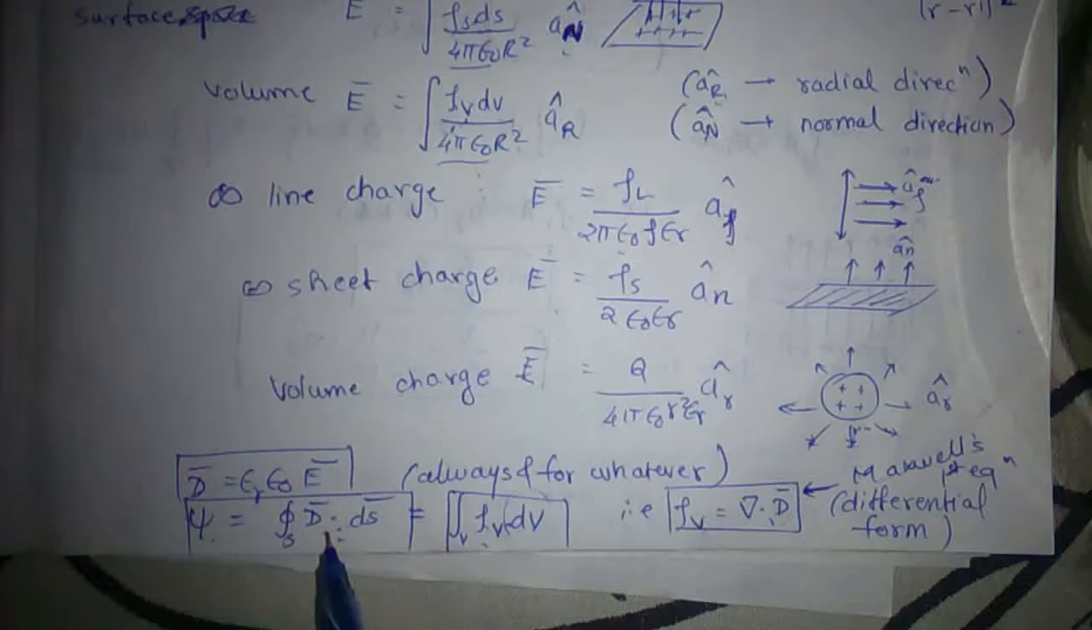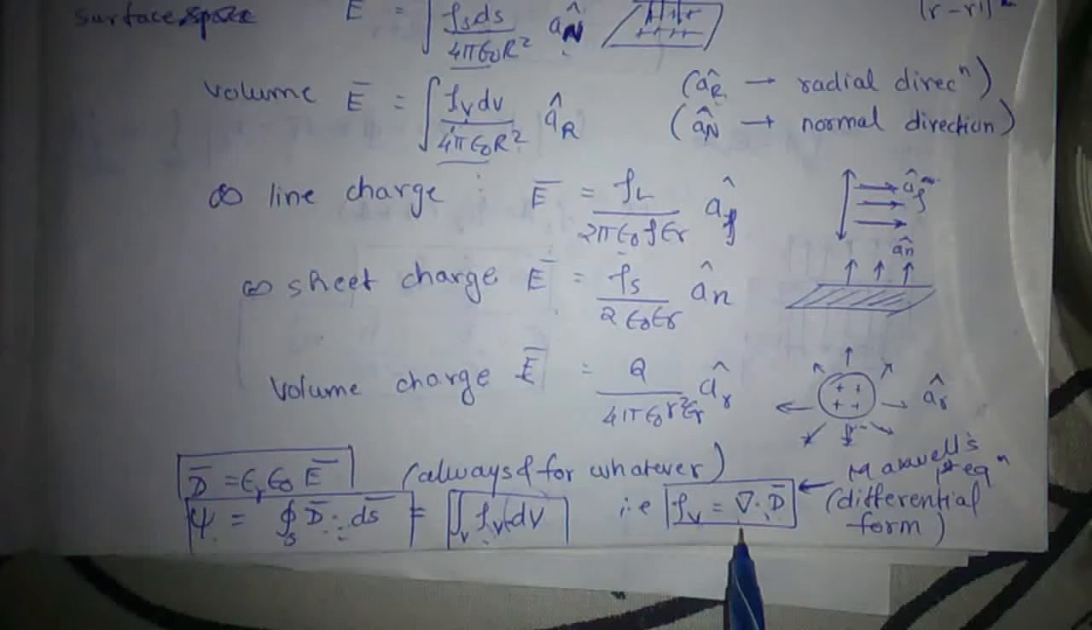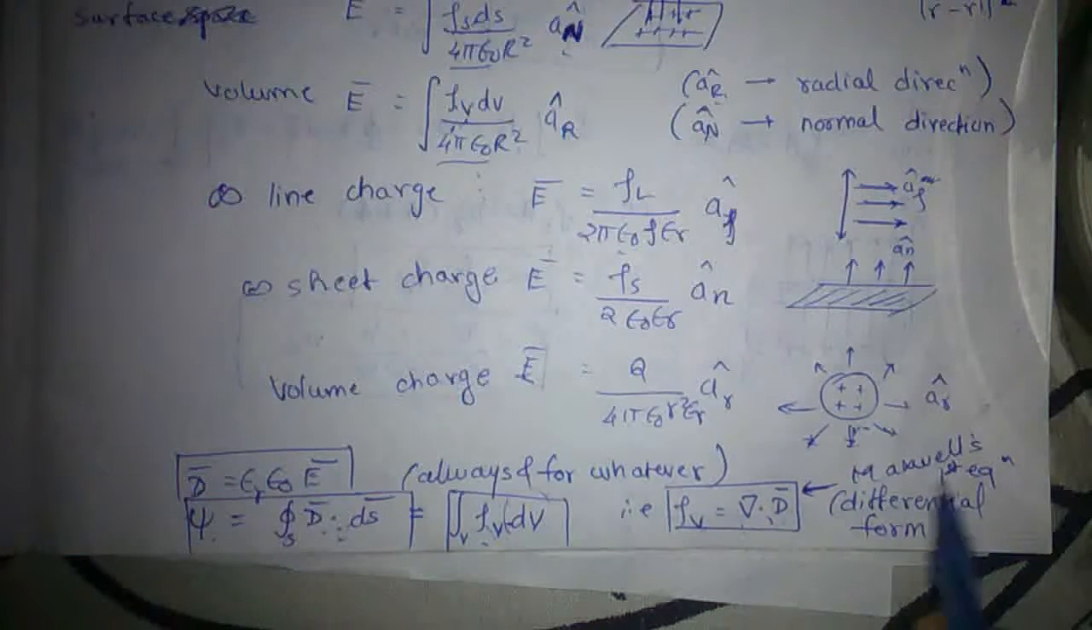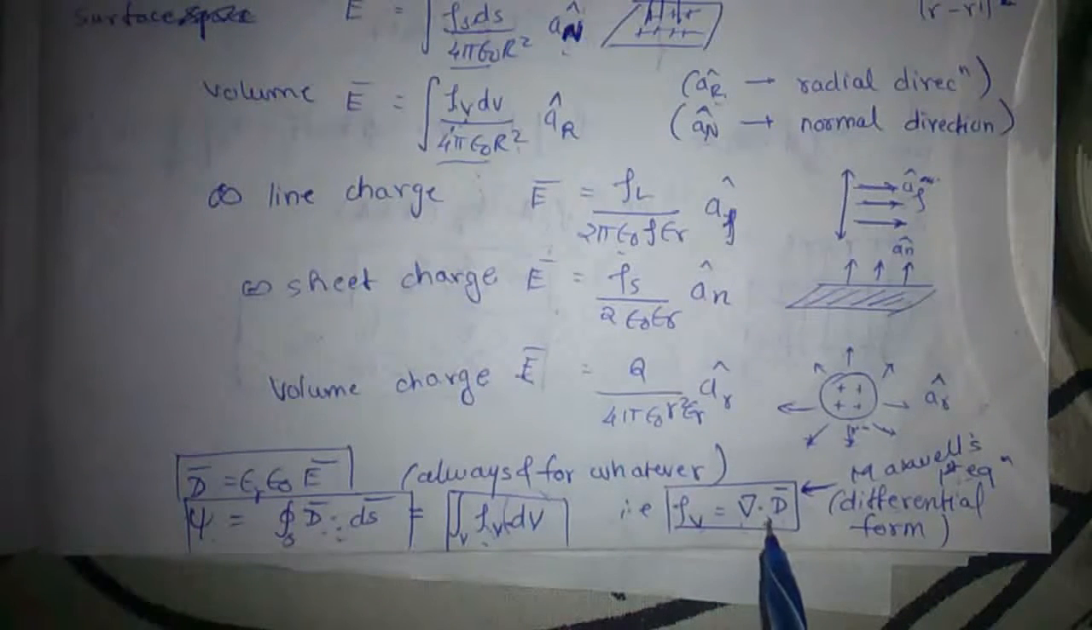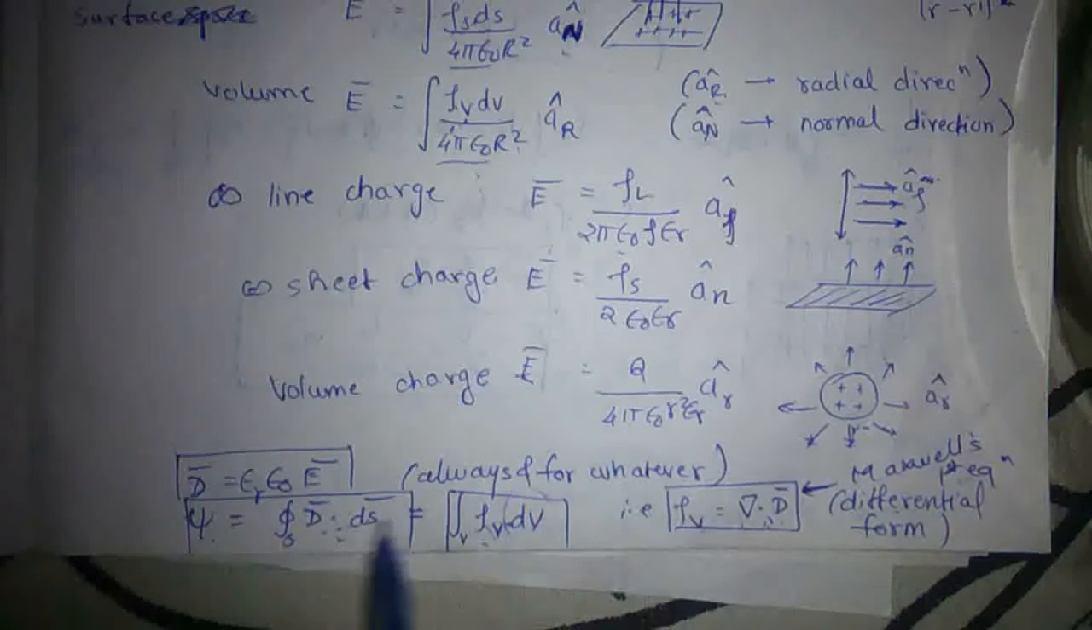Now, this can also be written as the volume integral of rho v dv. dv is a very small volume and rho v is the volume charge density. So, if we use the divergence theorem, we can relate D bar and rho v, which is like this. That is, rho v is equal to del dot D bar. This is Maxwell's first equation, and the equation is in its differential form. So for the divergence theorem, you better look at my previous video regarding the vector fundamentals.